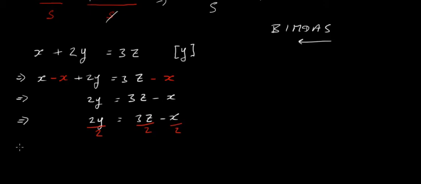The next line then will just give us, this 2 will divide into this 2, we'll get 1y, so that'll just give us y. And this side, well, just 3 over 2 z minus x over 2. And that's it really.